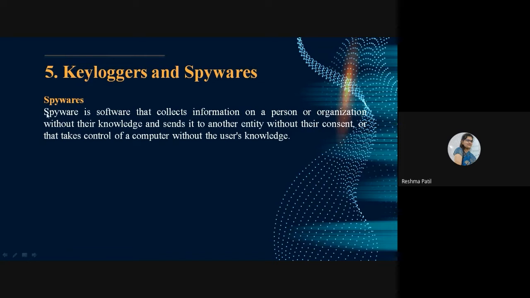Spy, you know about spy. Someone is going to observe you. Someone is going to collect your information, but you don't know about that. And that person is going to send your information to another entity without your consent. If someone is sending your data without your consent, that is also a crime. Or it takes control of your computer without the user's knowledge. The user doesn't know that the software has taken control of the computer. So this is about keyloggers and spyware.